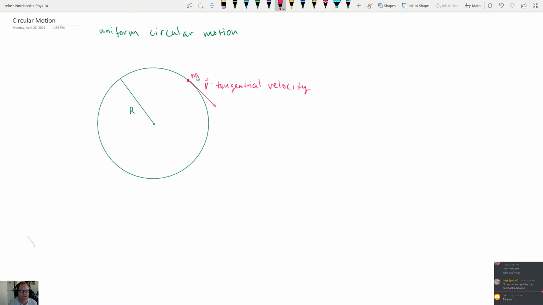And at a moment in time, it has some tangential velocity. First of all, what we'd like to figure out is what is the acceleration of this object. So if it starts off at this location and after some time has passed, it moves over to here, and it's traveling on this circle.